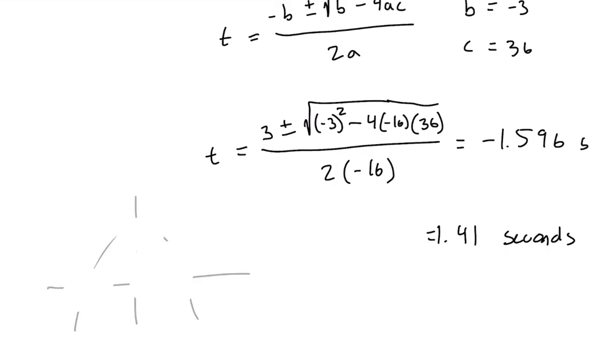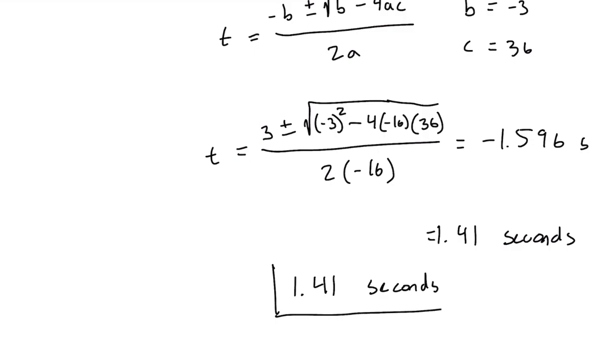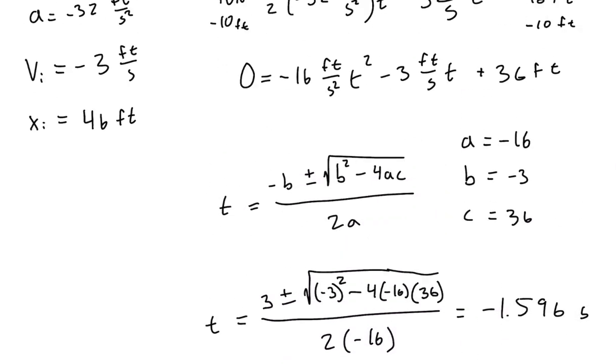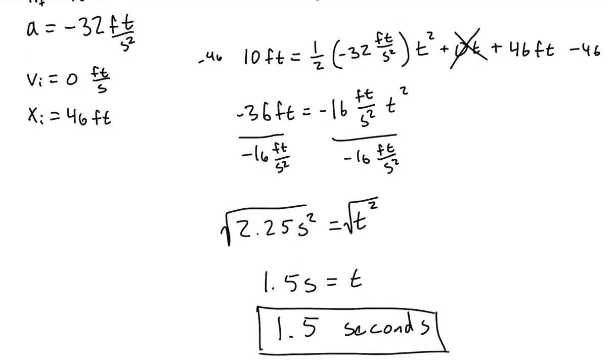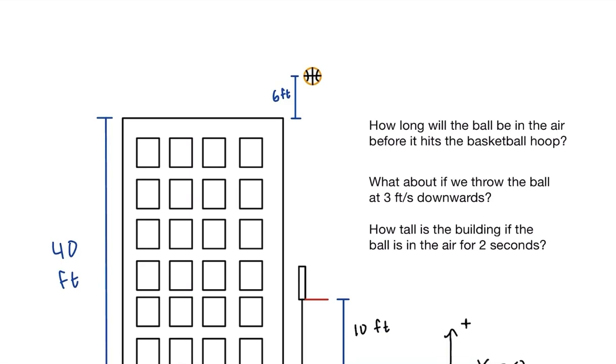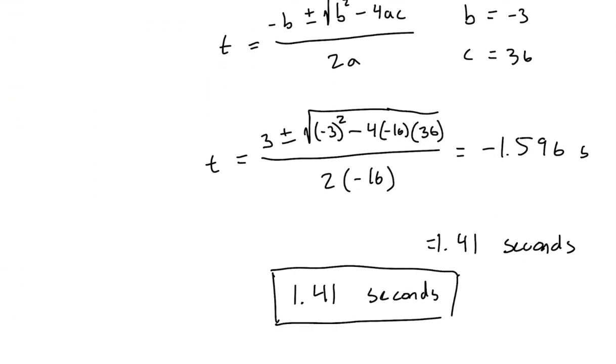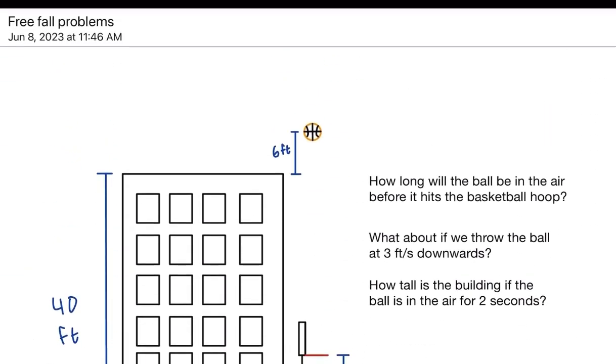So now that we have that, we have 1.41 seconds. Now let's think about this. Does this make sense? Let's do a little bit of a sanity check, right? So before we said it takes 1.5 seconds to get to the bottom. Now we're throwing the ball downwards. So would it take more or less time to get to the bottom? It should take less time because it's already moving a little faster. So 1.41 seconds will be our final answer for this guy. Okay, now let's go back to the top.